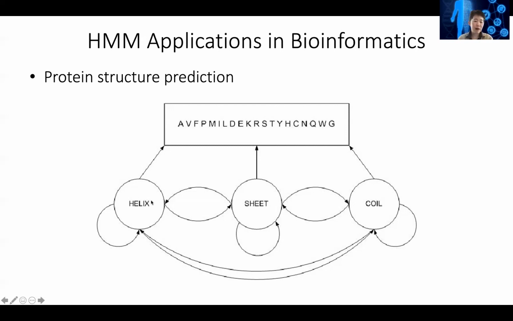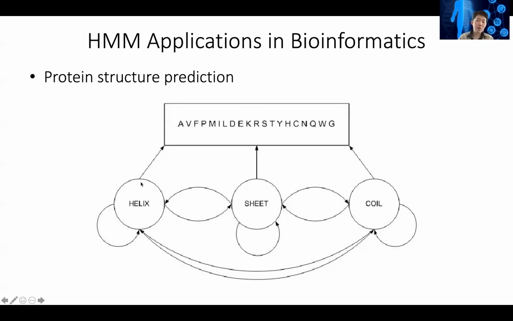Usually when you are in one secondary structure, it's more likely to stay in the same structure, but there is a small probability it will transition to the other two. And at each secondary structure, there is also the probability of emitting different amino acids. For example, proline has a very rigid structure, so it's unlikely to happen in an alpha helix. It might happen in a beta sheet when the sheets turn around, but it doesn't happen in the middle of a sheet or beta strand. And coil is much more flexible and so on.